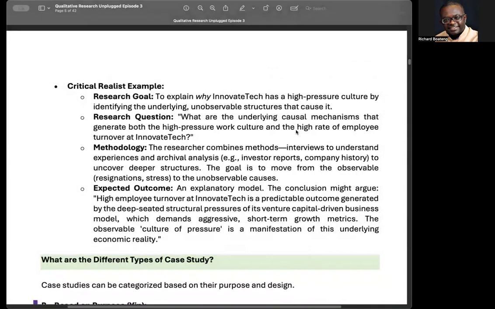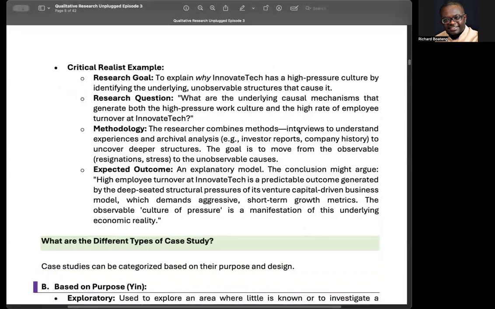So it's trying to get at the root causes, the hidden machinery. That's a great way to put it. The hidden machinery. It wants to understand why things happen by looking at those deeper structures. This is often where the most transformative insights in research lie, especially for complex social problems. So applying this to Innovatech, a critical realist wouldn't just look at salary numbers or employee feelings, they'd look deeper.